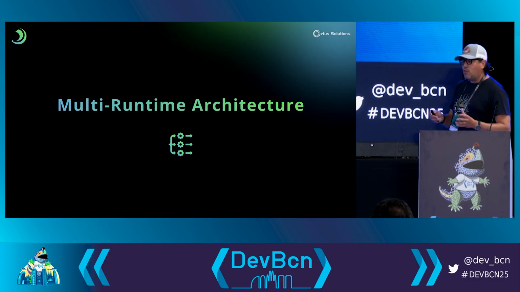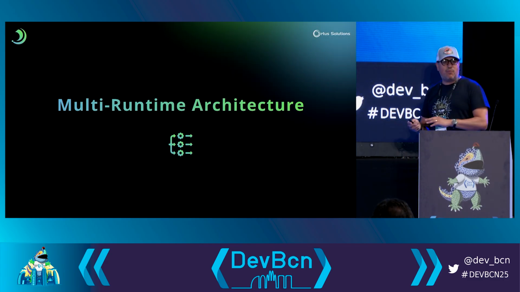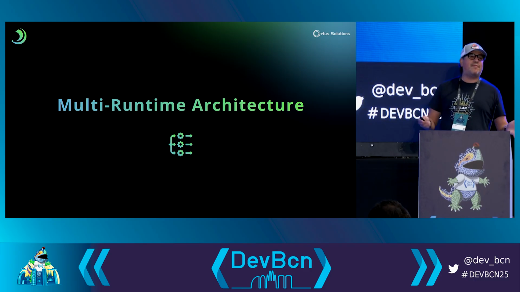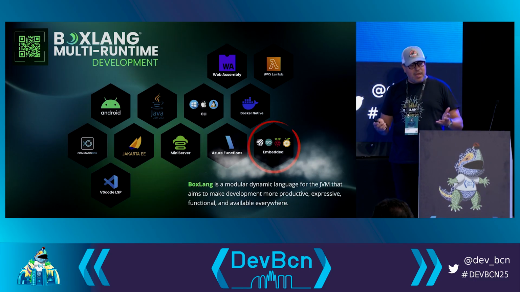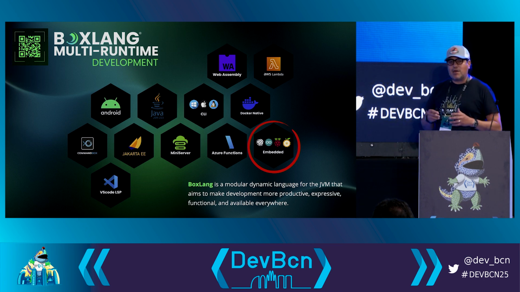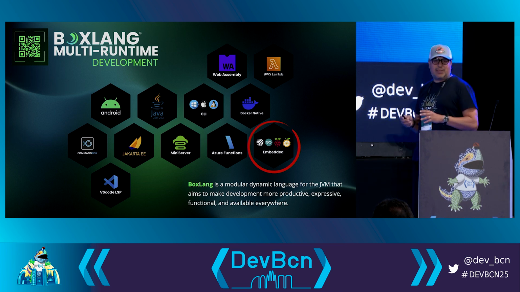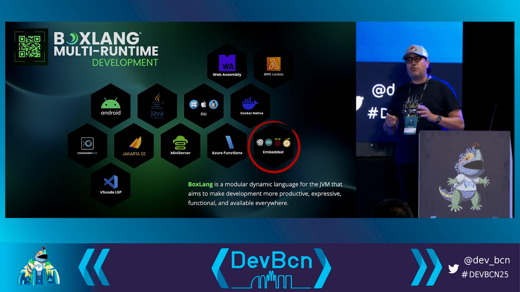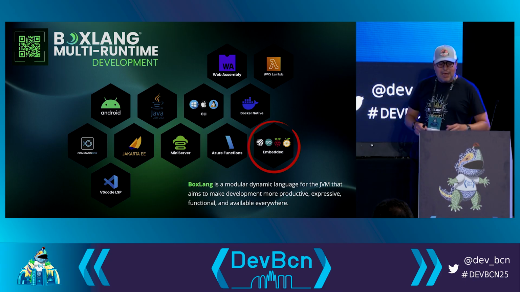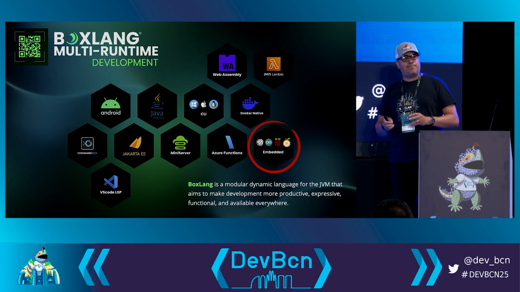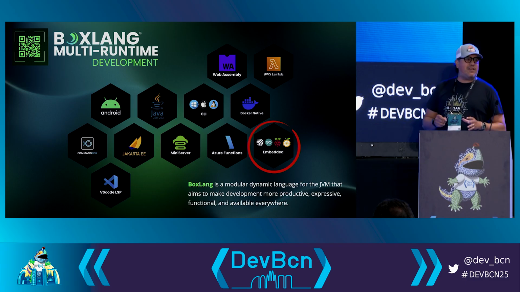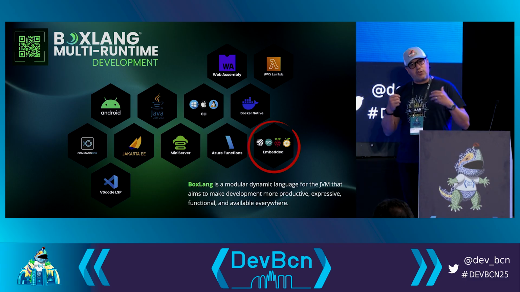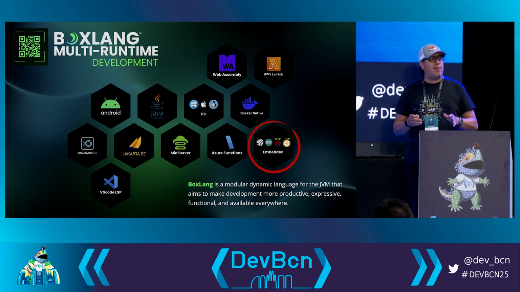So first of all, we really wanted this to be multi-runtime. We wanted to go in a lot of places that don't even exist yet. So when we started designing BoxLang, we looked at the lowest way that we could actually execute Java bytecode. And that was embedded systems. So we focused on chips. We focused on making it really fast and really portable. So now you can actually run BoxLang at the lowest level possible.